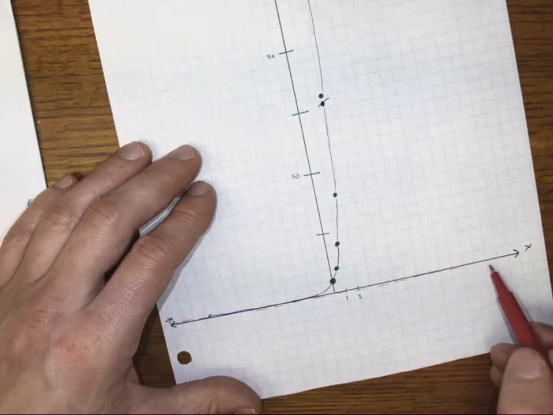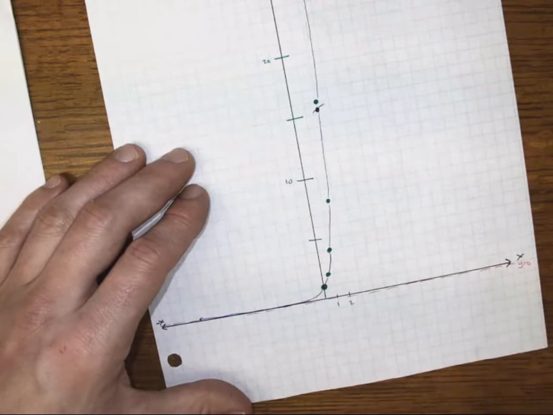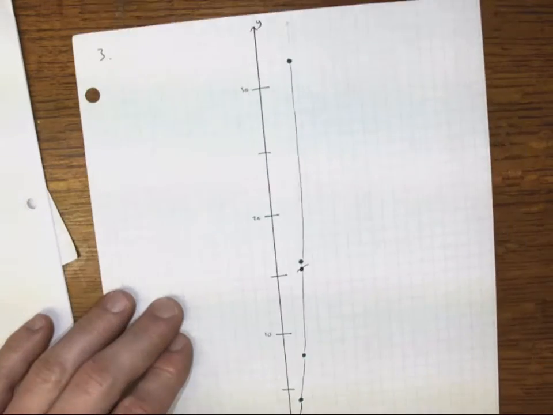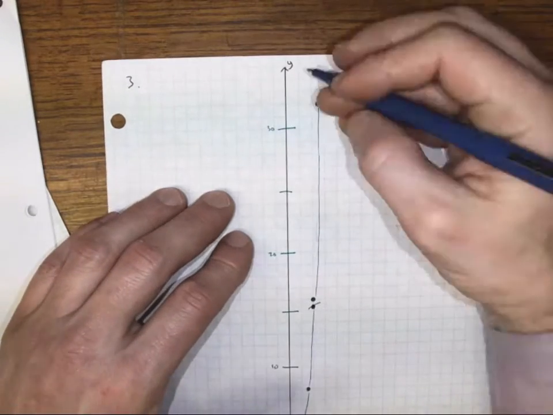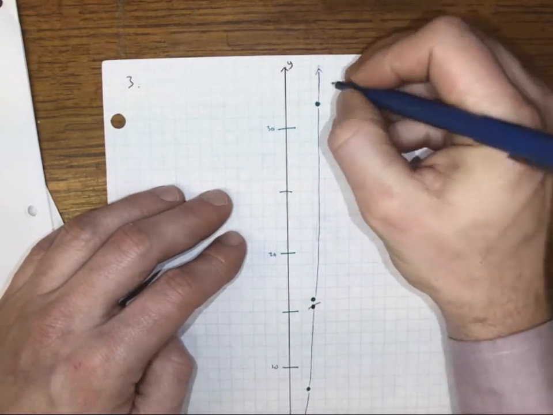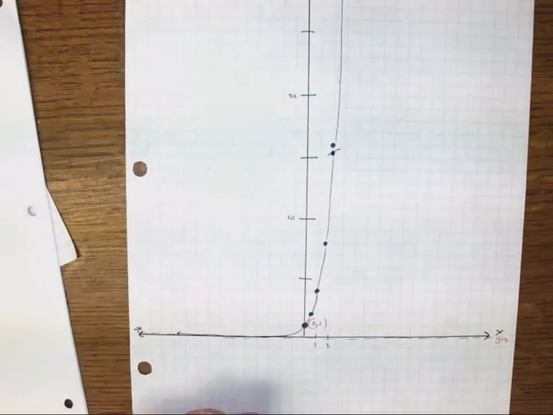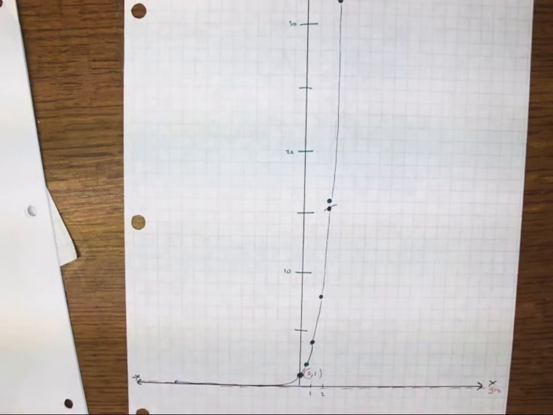Got a little asymptote here. That's y equals 0. And maybe I'll label the y-intercept at 0, 1. There we go. That's our graph. I should draw an arrow. And it's a good habit to label it: y equals 4 to the power x, even though there's no other graph that we can confuse it with.